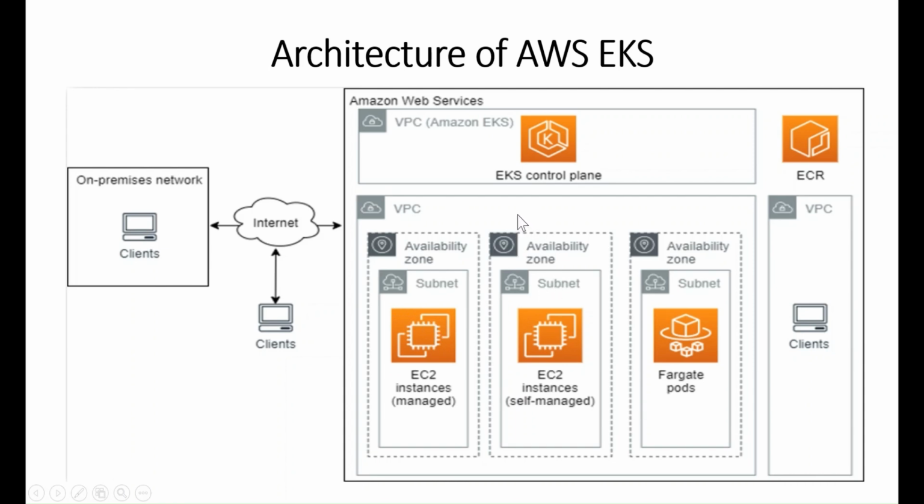Here you can see the EKS control plane. The EKS control plane is a fully managed service by AWS, and it takes care of the Kubernetes control plane components like API servers and etcd databases.